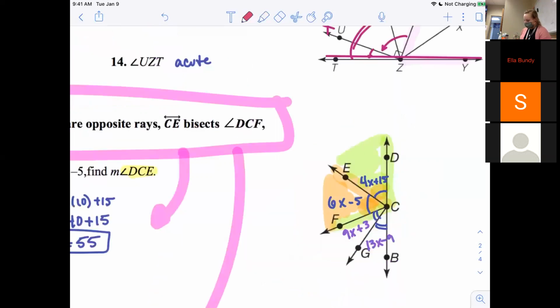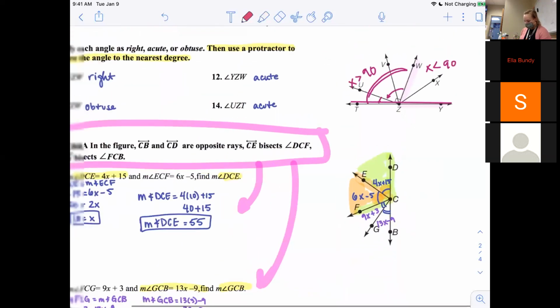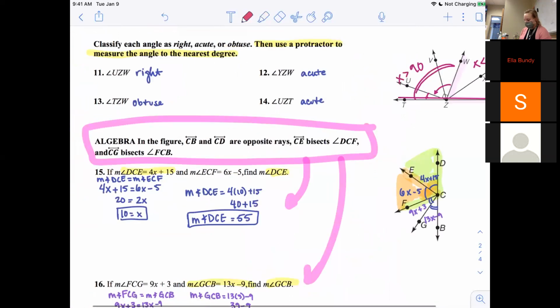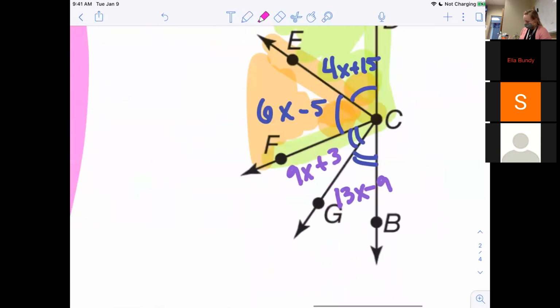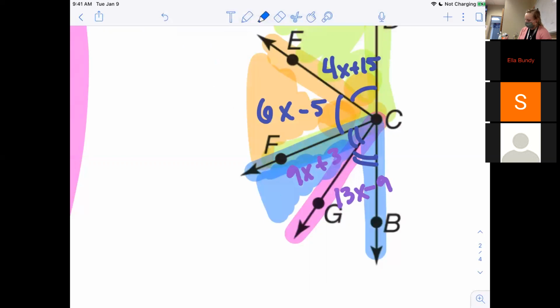All right, and then it also says that CG bisects FCB. GC bisects FCB, excuse me. So that means that this blue angle and the pink angle are going to be congruent. And I use the little two curved lines in order to show that.